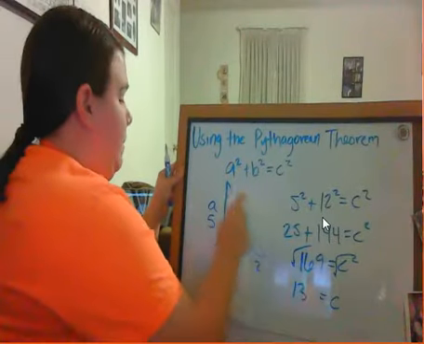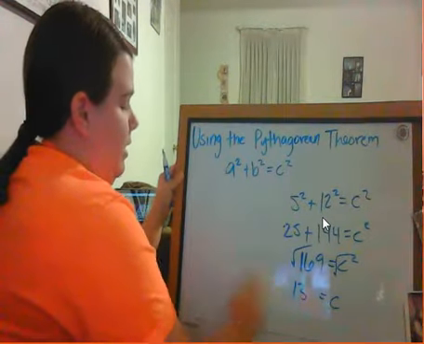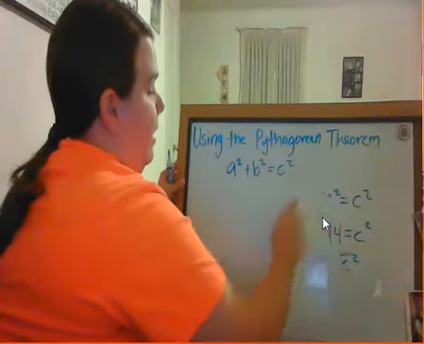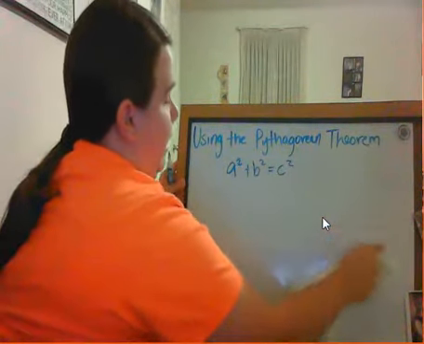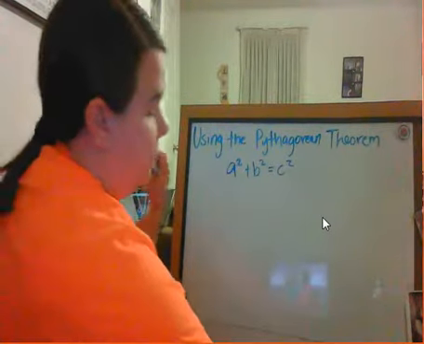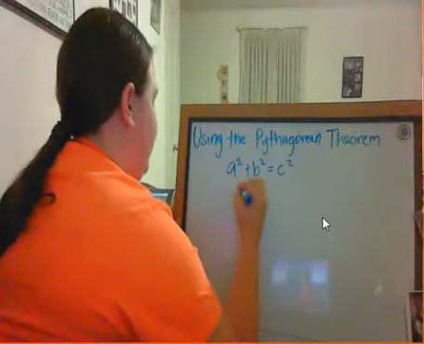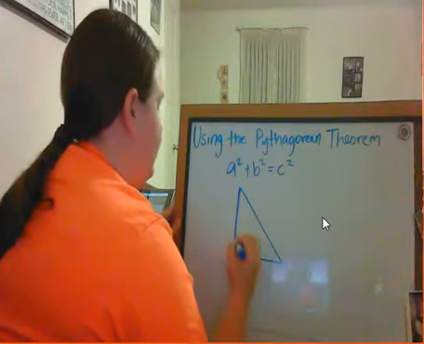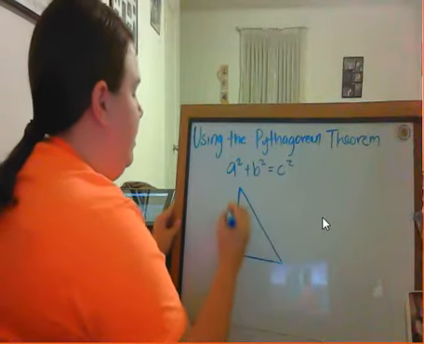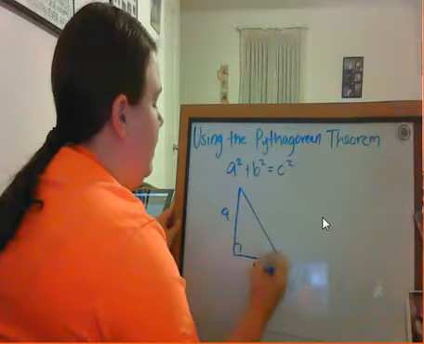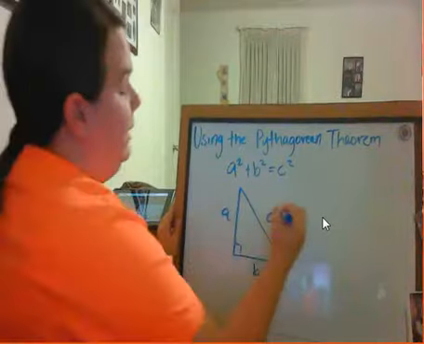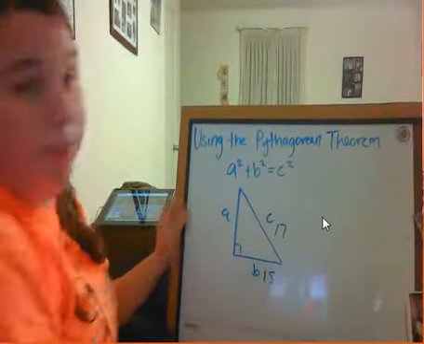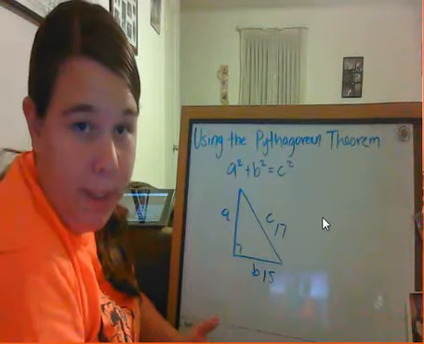Now what happens if they give us one leg and the hypotenuse? Well, then we're going to have to find the other leg, and it would be the same method. So let's say our right triangle now looks like this. Remember, the legs are always the sides connected to the right angle. So here's the right angle. So here's A, B, and C. Well, let's say they say C is 17, B is 15. We're looking for A. So all we're going to do is plug it into the formula again.